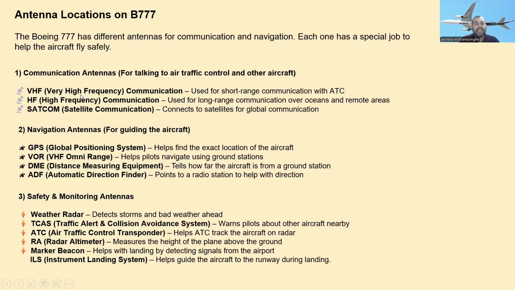VHF is very high frequency communication, used for short range communication with the air traffic controller, and high frequency, HF, is used for long range communication over oceans and remote areas. SATCOM, satellite communication, connects to satellites for global communication. Next are the navigation antennas, which we use for guiding the aircraft. The first one is GPS, the Global Positioning System, which helps find the exact location of the aircraft.